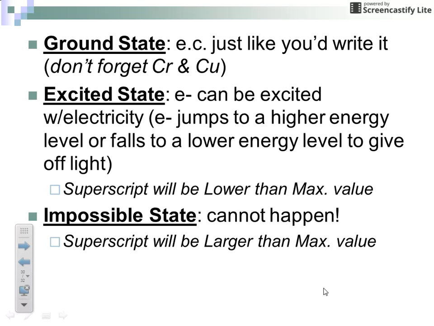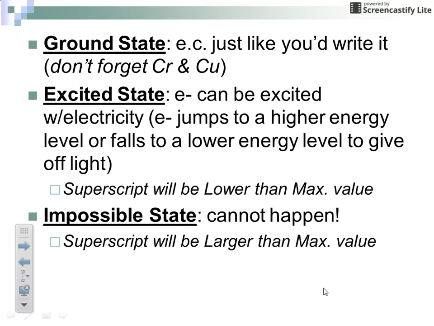Don't forget that chromium and copper, the two exceptions that we learned about, those are the ground states for those two elements. So chromium and copper will look a little different. They will have a 4s1 3d5 for chromium and 4s1 3d10 for copper.